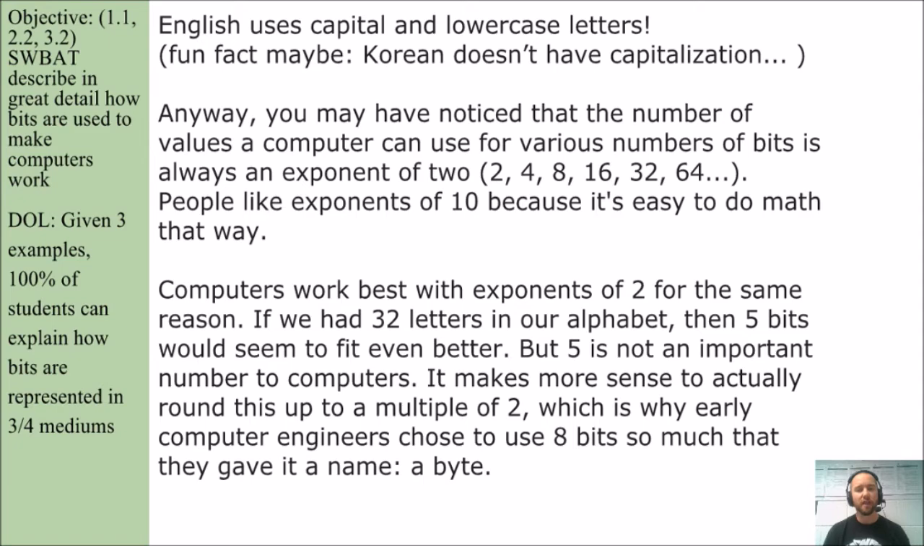If we had 32 letters in our alphabet, then 5 bits would seem to fit even better, but 5 is not an important number to computers. It makes more sense to actually round this up to a power of 2, which is why early computer engineers chose to use 8 bits so much that they gave it a name, byte.